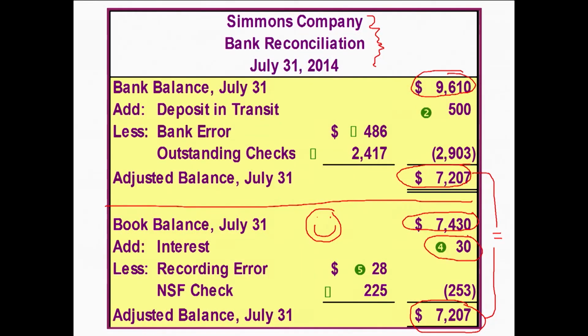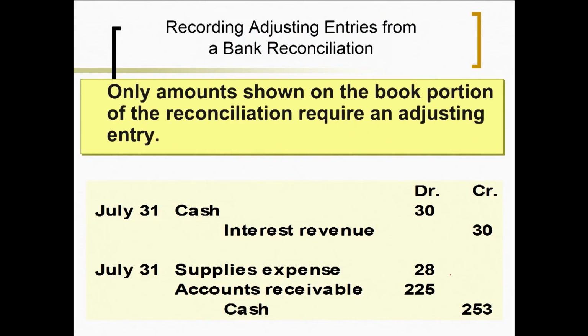So here we have to add $30 to cash for the interest earned. Here we have to deduct $28 for the recording error. And here we have to deduct $225 for that bounced check. So the journal entries that we make are these. Here's where we add it to the cash and we credit interest revenue. Here's where we deduct that $253 from the cash. Well, we have to debit or increase supplies expense for the $28 that we mistakenly shorted it originally, right? And then we have to re-put that accounts receivable amount back on the books.